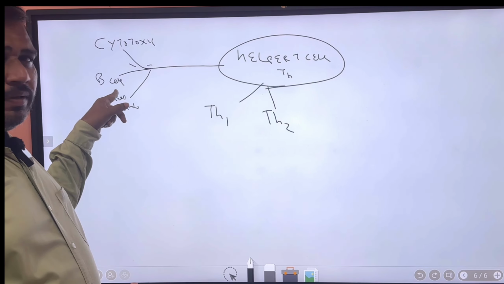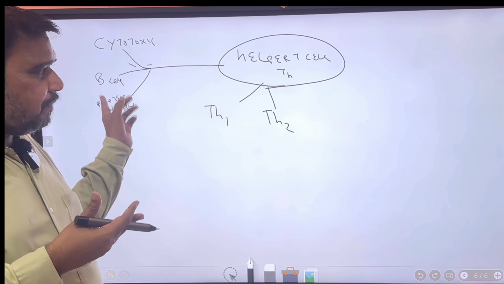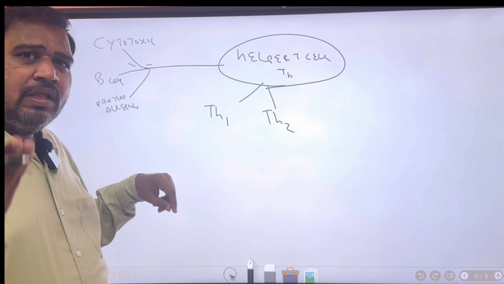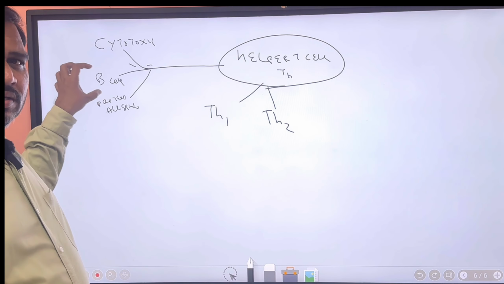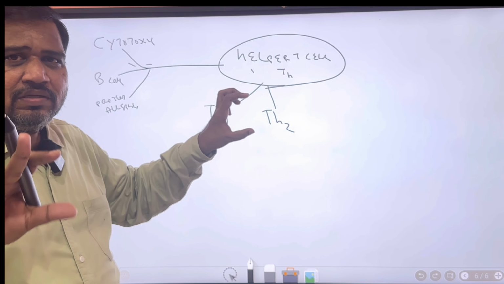And the helper T cell will help B cells to produce antibodies. The B cells which are being helped by the helper T cell will be differentiated into plasma cells, and plasma cells will secrete antibodies. All those things we know. B cells will act against free antigen, whereas the helper T cell acts only if the antigen is presented with MHC.